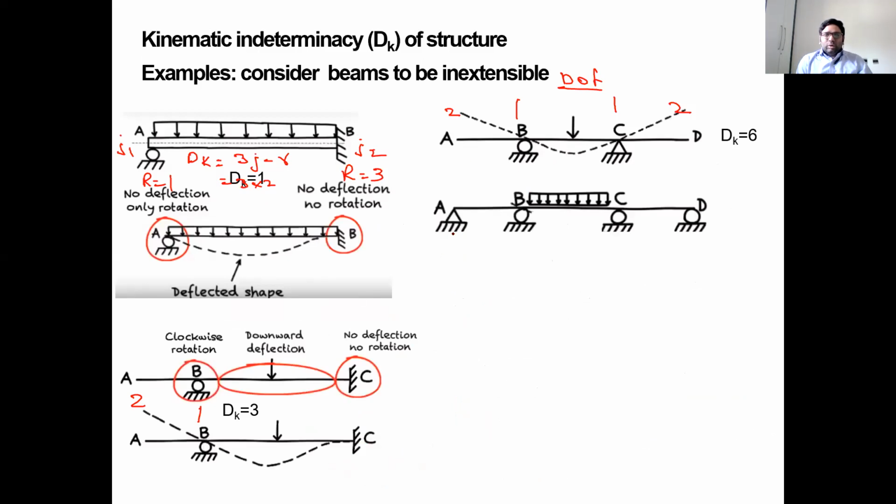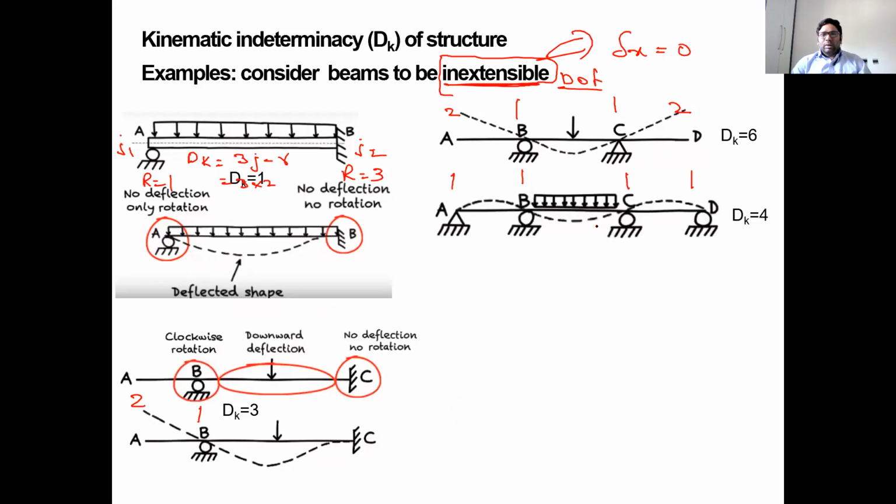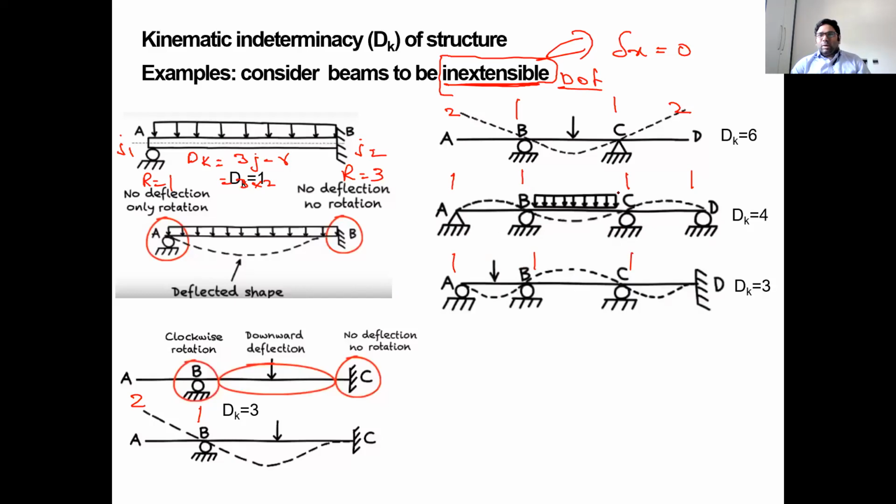How much is for this? So this is pinned 1, 1, 1, and 1. Because here this is inextensible. You need to all remember that we are doing it for inextensible part. Inextensible means delta x is equal to 0. So total is equal to 4. That is a deflected state. And then here 1, 1, 1. So 3. So dk is equal to 3.